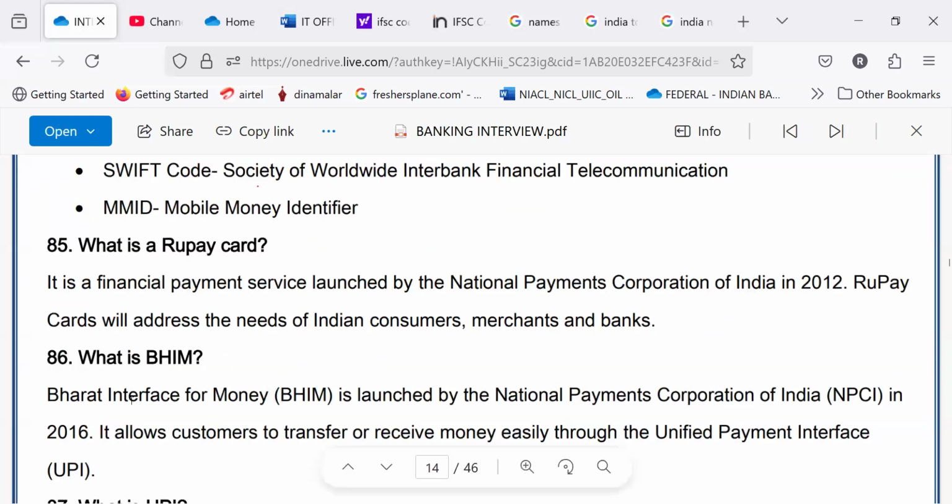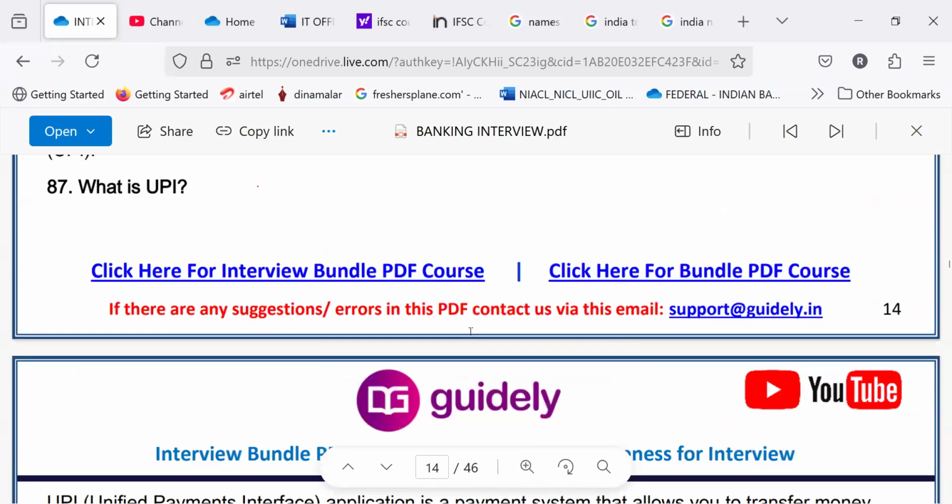But I am not comfortable with this BHIM. I have never used it. I have been using only GPay or PhonePe and all on that. Yeah, doesn't matter.